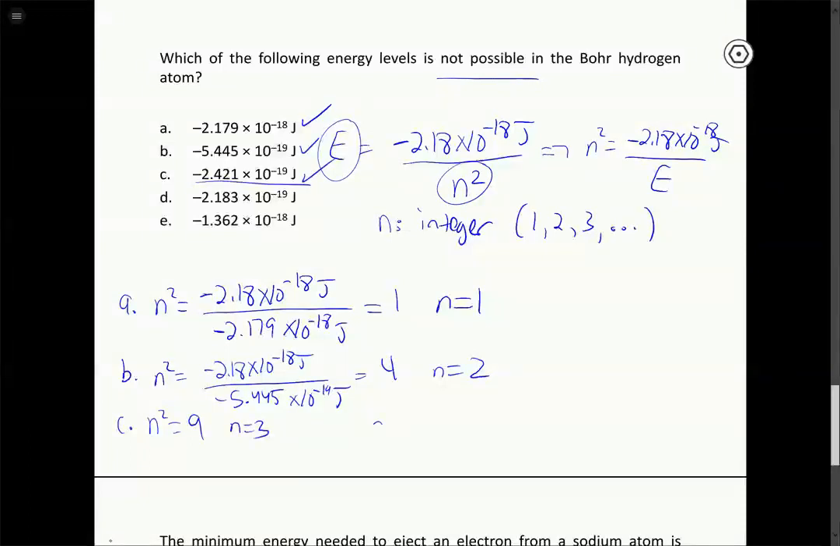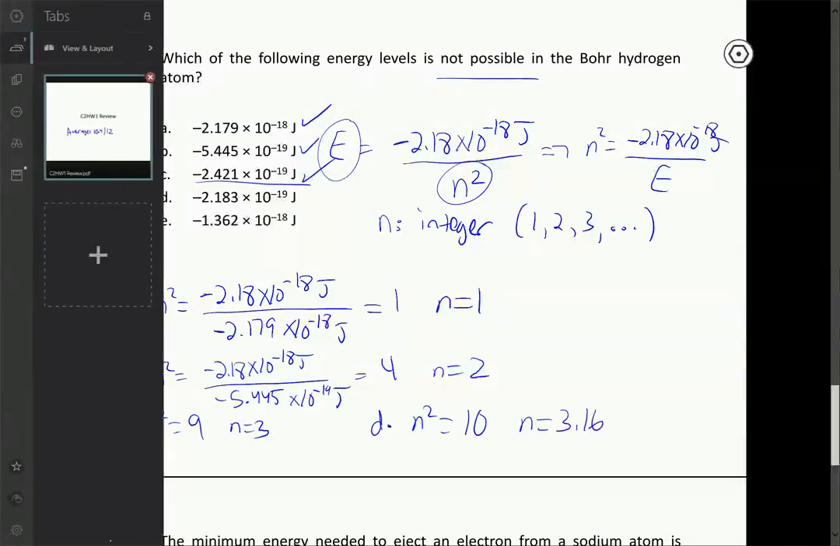So that one works. For choice D, we get n squared is equal to 10, so this is just off by an order of magnitude from the Bohr constant. So when we divide those two, we get 10. And if we take the square root of that, n is going to be now a non-integer value. So the square root of 10 is about 3.16.